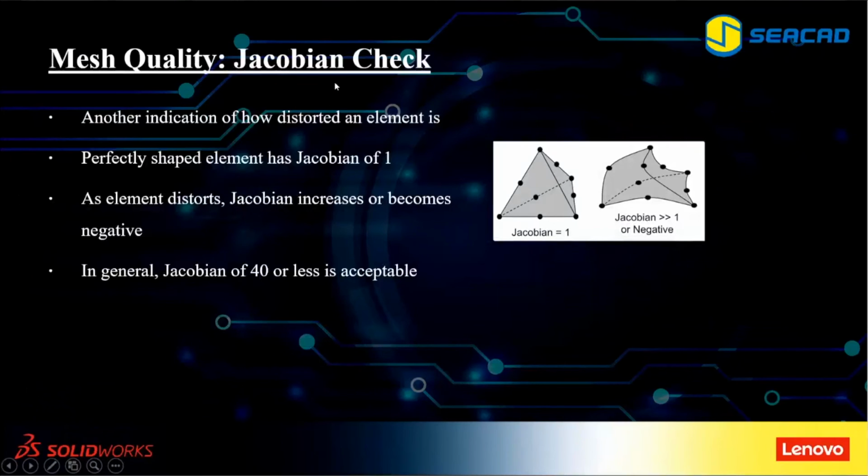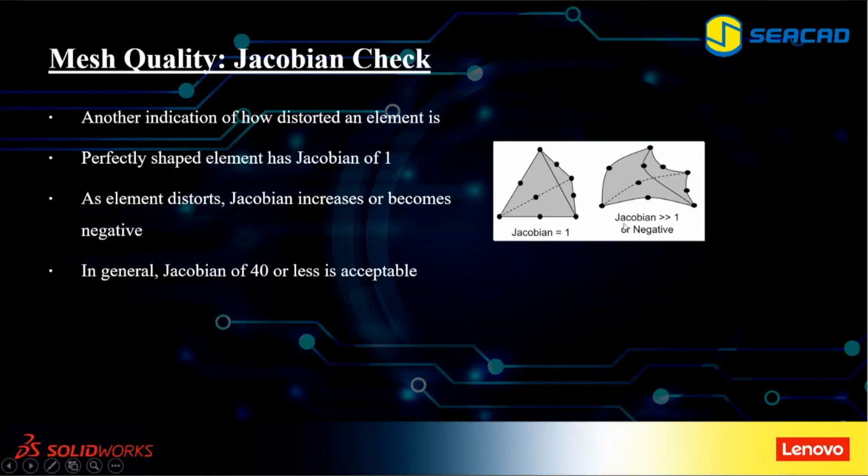So what is the Jacobian shape? If you see the image on the right side, this is the tetrahedral element in SOLIDWORKS Simulation. If the tetrahedral is a regular shape, in the perfect shape, then the Jacobian value is 1, meaning there is no torsion, no distortion, no transformation, and no rotation of the element. So it will be in the perfect shape. In this condition, the Jacobian value will be 1.